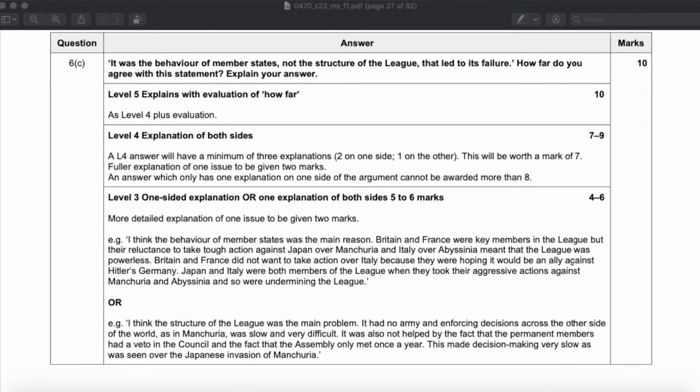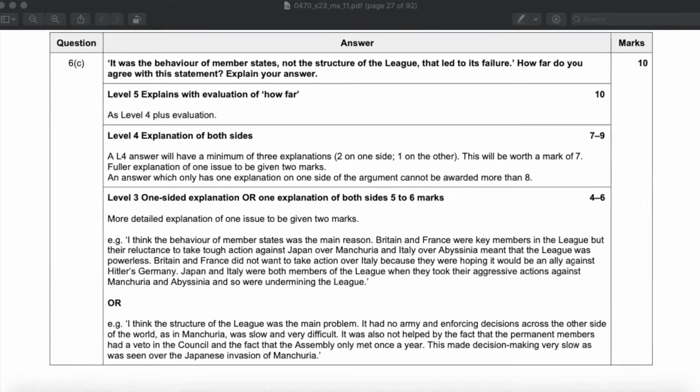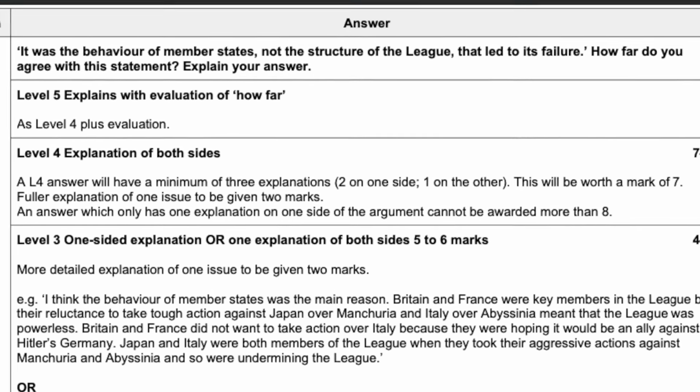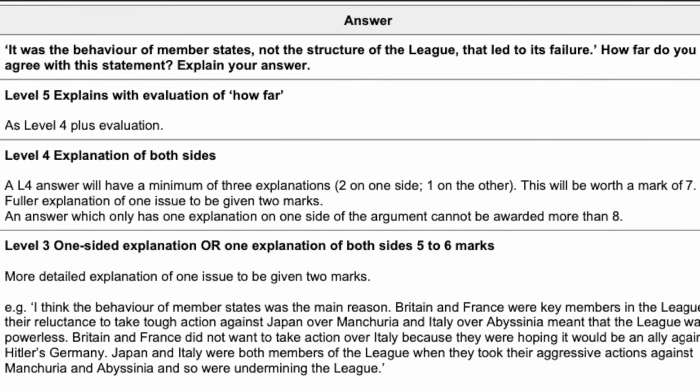So let's take a look at this. This is another League of Nations question, similar to the one in the PowerPoint slide there. It was the behavior of member states, not the structure of the League, that led to its failure. How far do you agree with this statement? Explain your answer.